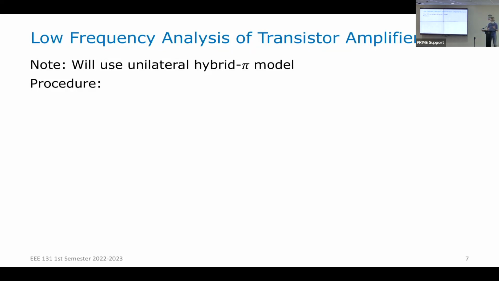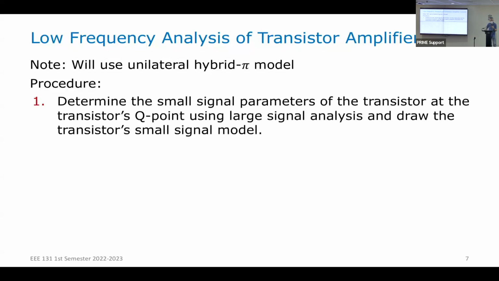So what procedure are we going to follow? First, we're going to determine the small signal parameters of the transistor at the transistor's Q point. And to do this, we have to use large signal analysis. You're used to that; you've been doing that since EEE 123. Given DC excitation, compute for DC currents. That's really just determining the Q point of the transistor. Once you determine the Q point, you can now get the small signal parameters.